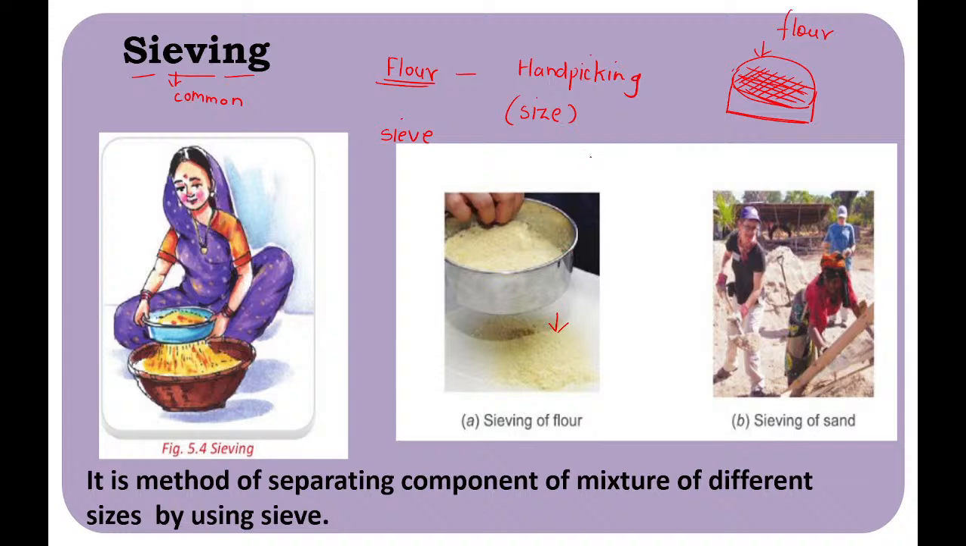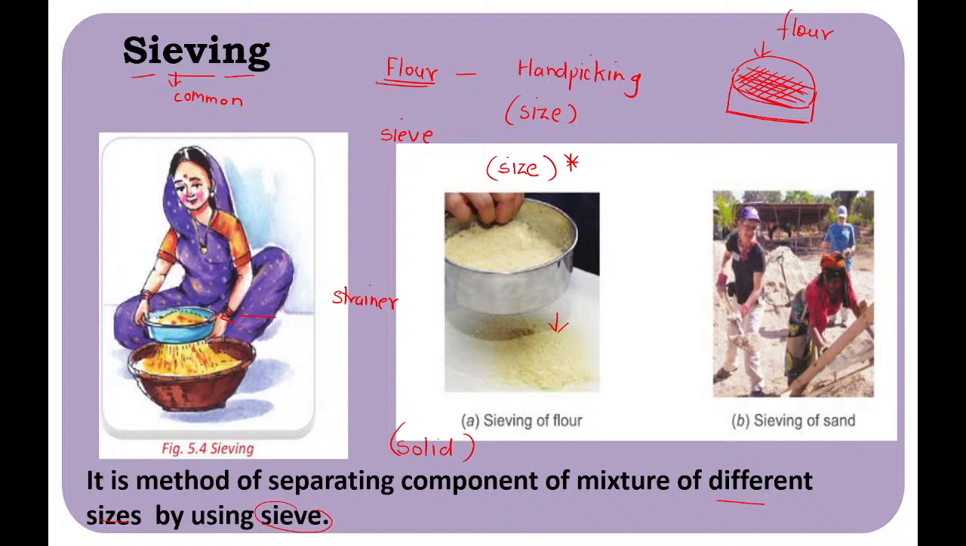So this method of sieving is used to separate particles which are of different sizes. What is the principle used in sieving? The size of the particles differing is the most important factor in sieving. So you can separate the components of a mixture of different sizes by using a sieve. You can also call it a bigger strainer. You use a strainer to strain the tea leaves from the tea, right? But here, what is the difference? We are using a sieve, and all these are solid particles.